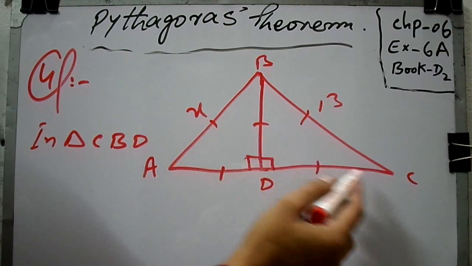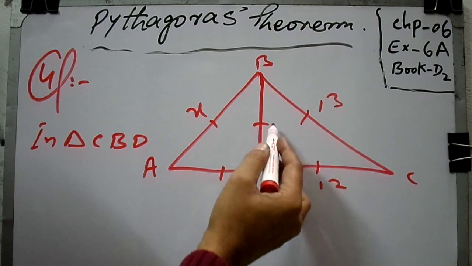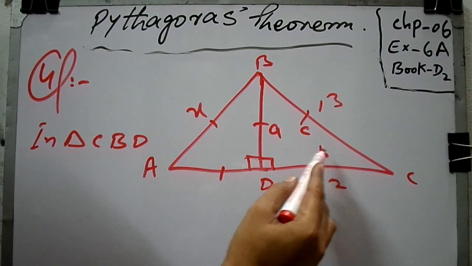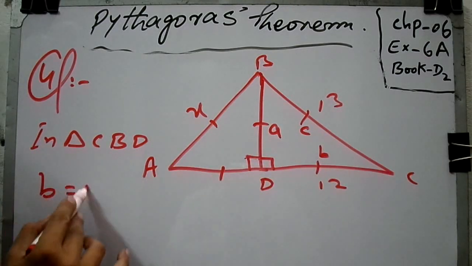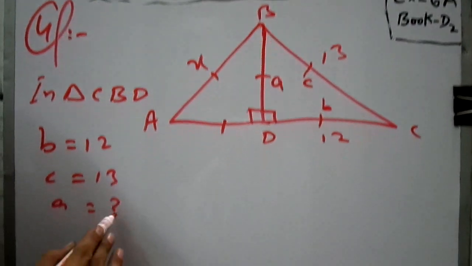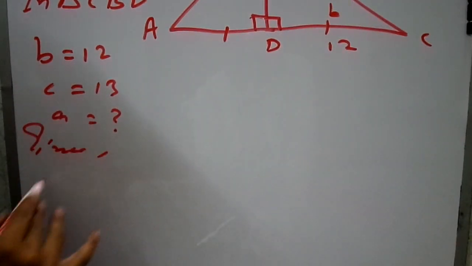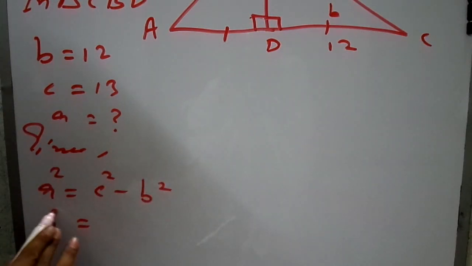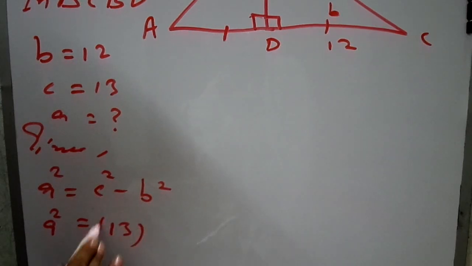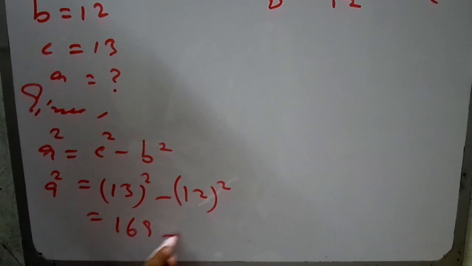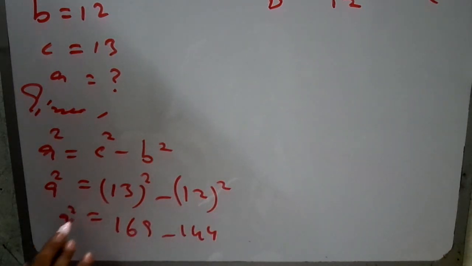So in triangle CBD, that is your altitude A, that is your C, that is your base B. In this triangle, the value of B is 12, the value of C is 13, and the value of A is to be found. Since we know that A square is equal to C square minus B square, putting the values, the value of C is 13 square minus B square, so that is 169 minus 144.